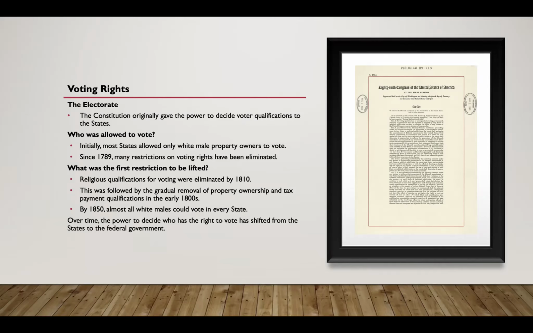What was the first restriction to be lifted? Religious qualifications for voting were eliminated in 1810. This was followed by the gradual removal of property ownership and tax payment qualifications in the early 1800s. By 1850, almost all white males could vote in every state. Over time, the power to decide who has the right to vote has shifted from the states to the federal government.